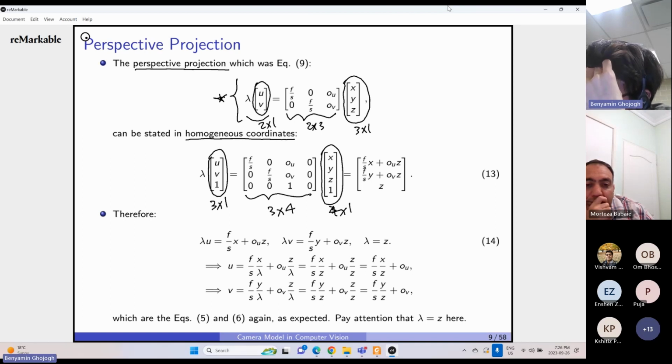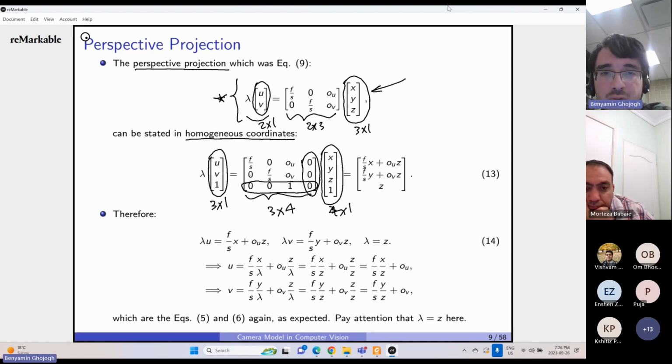As a result, I need to add this row and this column in a way that these equations still hold true. So you can see that these two are equivalent. Let me tell you why. Consider this. What is this added column doing? 0, 0, 0, almost nothing, right?